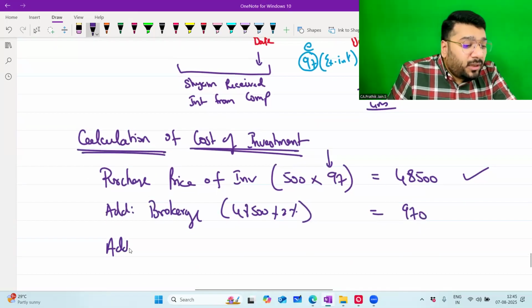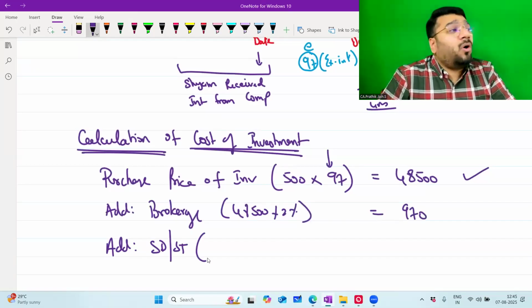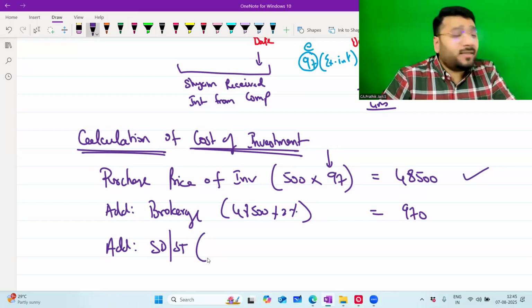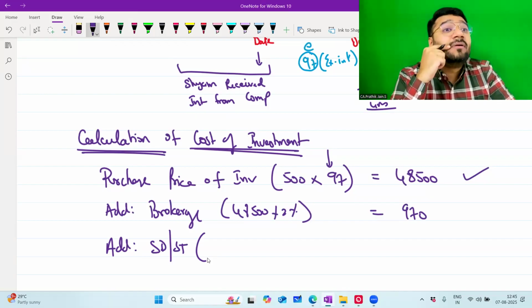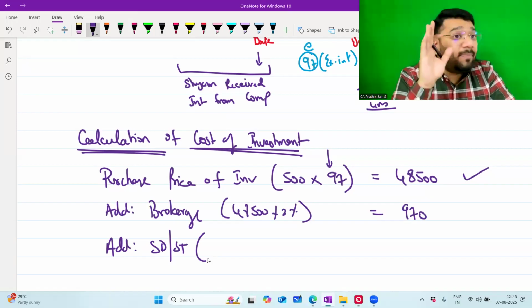Apart from that, you have to pay the local government stamp duty, or stamp taxes. Stamp duty and stamp taxes will always be excluding interest. On the interest, you will never pay stamp duty. You will pay only on the pure purchase value of the investment. If I'm buying land, I'll pay stamp duty only on the land value, not on the other values.